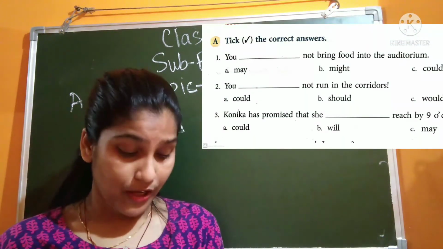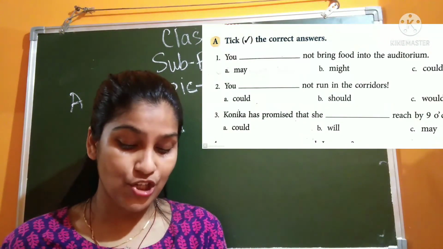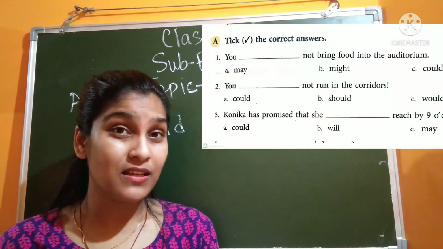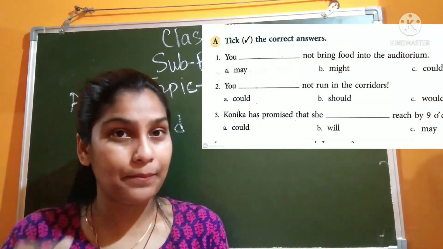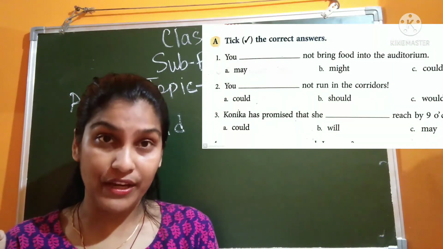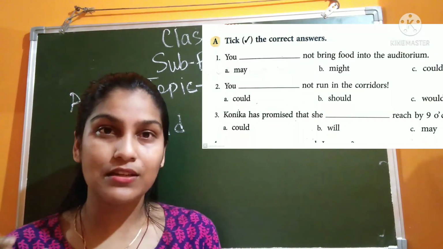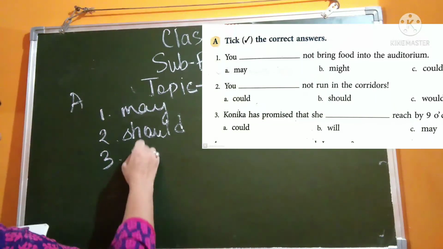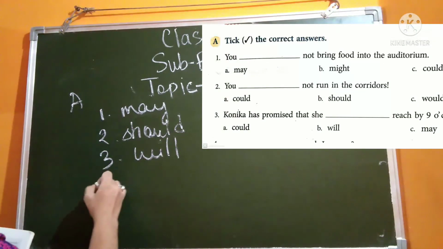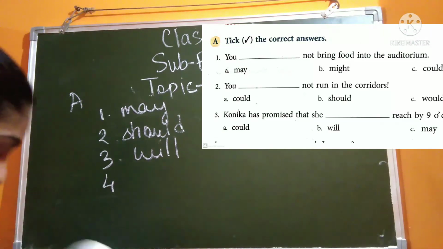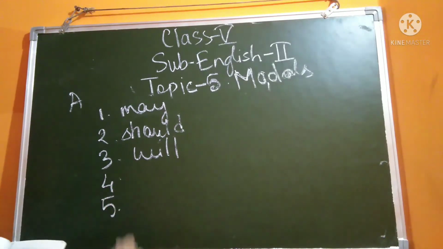So now number 3, Konika has promised that she dash reach by 9 o'clock. So she has promised means there is not possibility but it will happen, right? So she has promised that she will reach by 9 o'clock. So this is the future action that she has promised. Okay, so we will write will. There is not only possibility but yes, she promised that she will reach by 9 o'clock. So number 4 and 5 you can try, right?